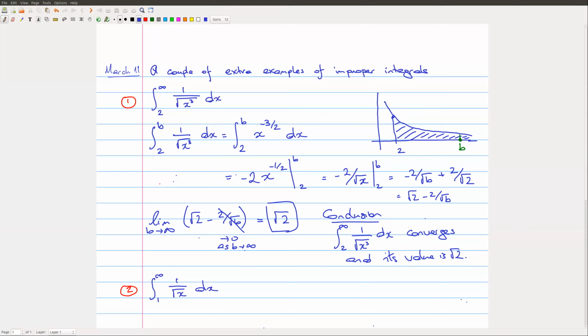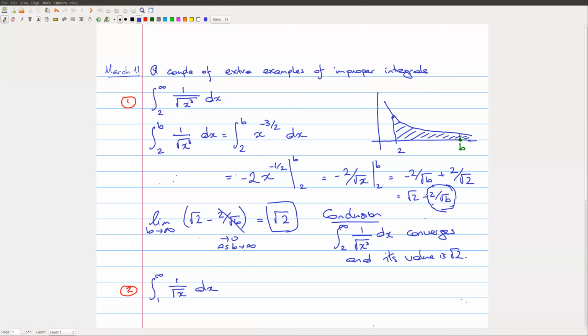Which means that the area of the region to the right of 2, enclosed under the graph y equals 1 over square root of x cubed, is the square root of 2. The area from 2 to b is the square root of 2 minus this fraction, 2 over root b, and that bit that's been subtracted off is shrinking to 0 as b goes to infinity. Okay, so that's an example where the improper integral is convergent.